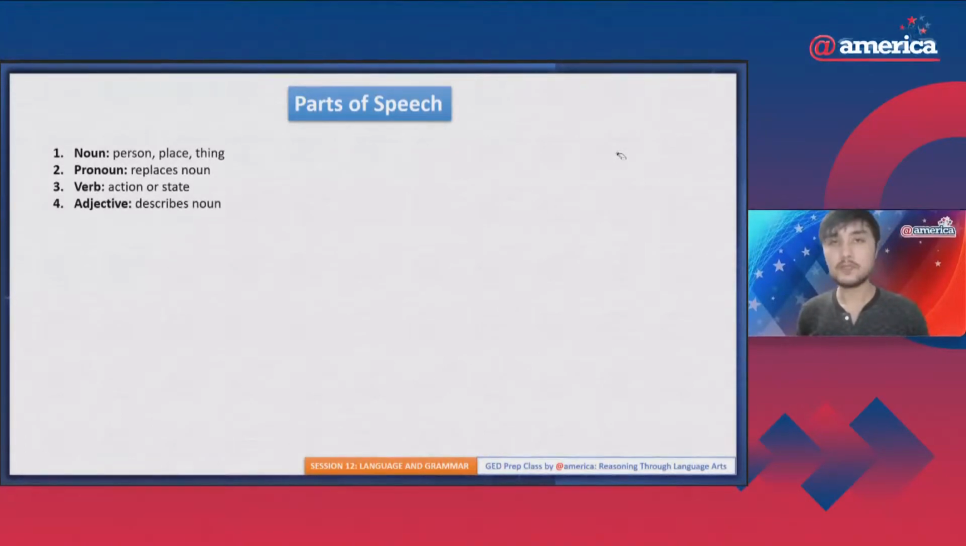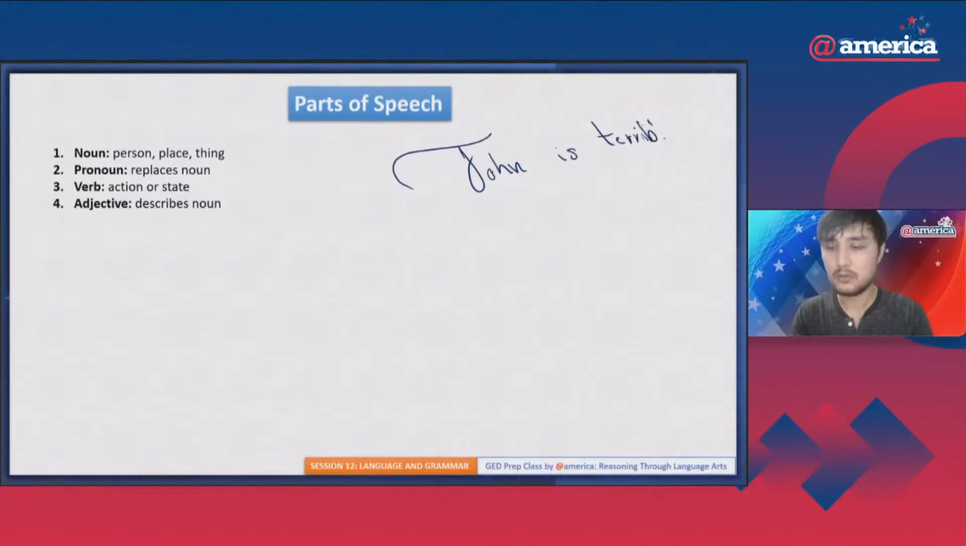So for adjectives, they describe nouns. For instance, let's use John. John is a noun, and if you want to describe John, John is terrible. Let's not make John himself a terrible person. John is terrible at chess. Terrible in here is actually used to describe John's ability of playing chess.